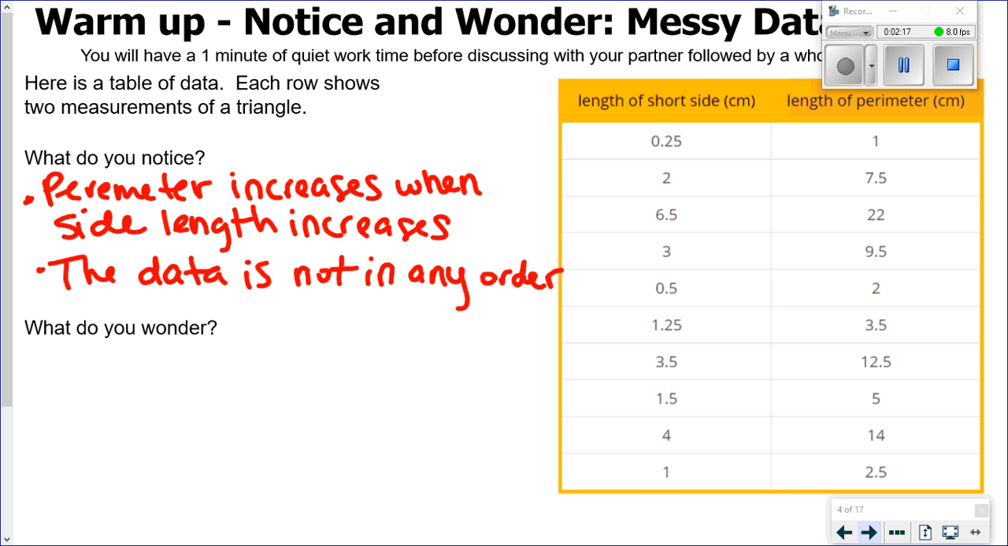Which takes me to one of my wonders: is there a pattern to the data? Based on the way this data is organized, that's really hard for me to see, and I was wondering that. Is there a pattern at all to this data?